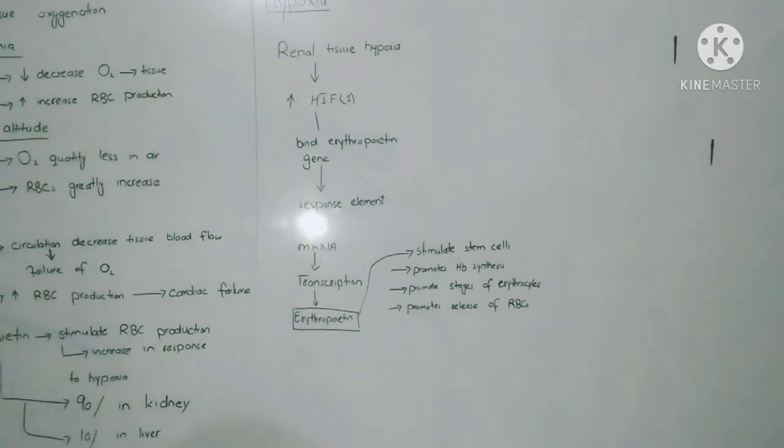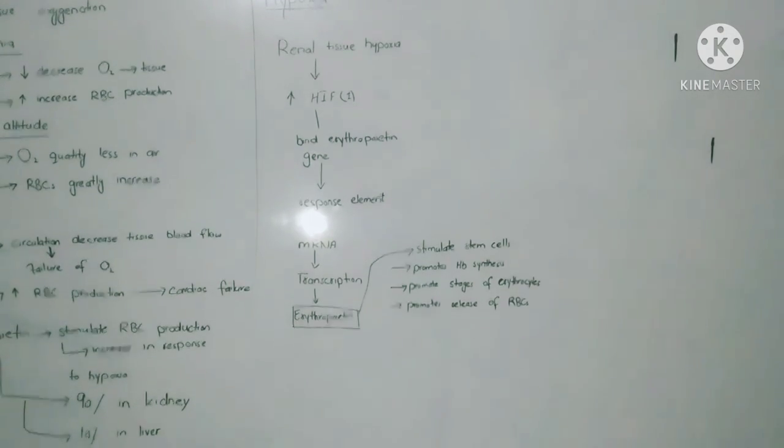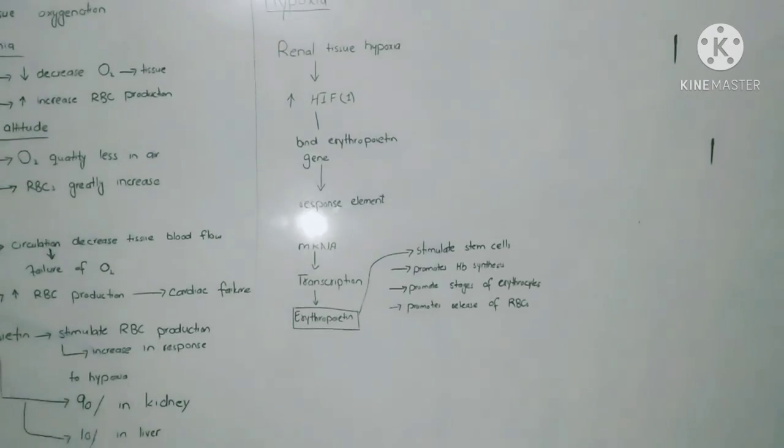Erythropoietin performs some functions which include: it stimulates stem cells, promotes hemoglobin synthesis, promotes the stages of erythrocytes, and also promotes the release of RBCs.